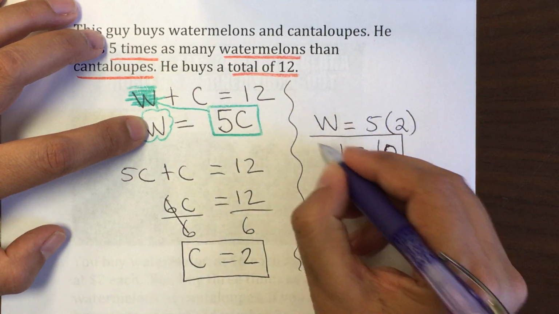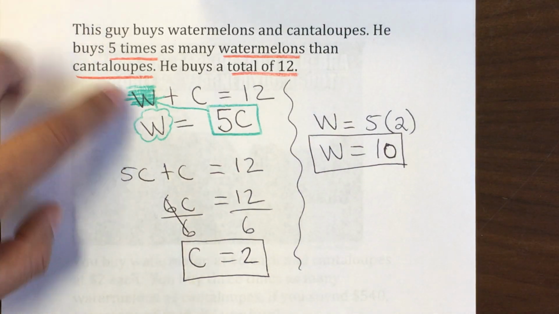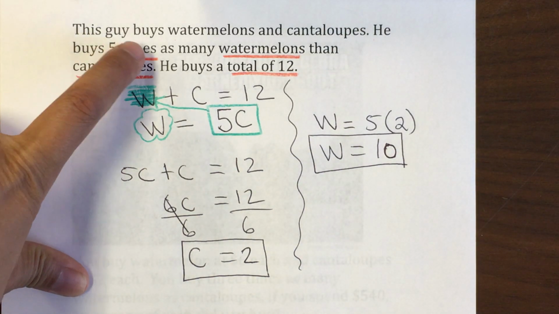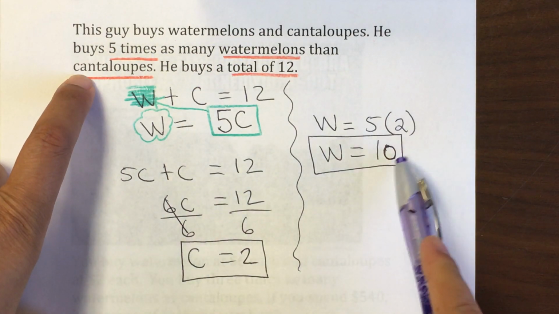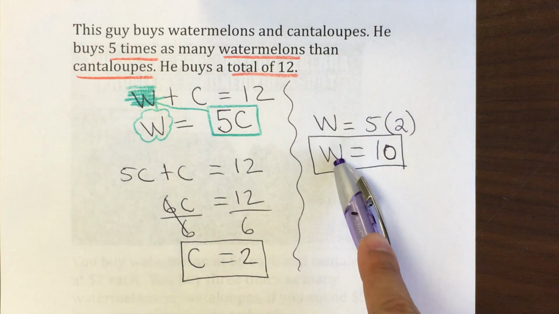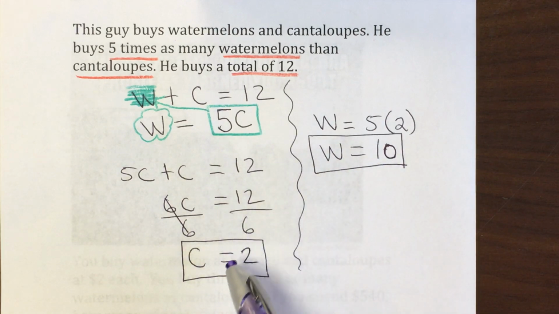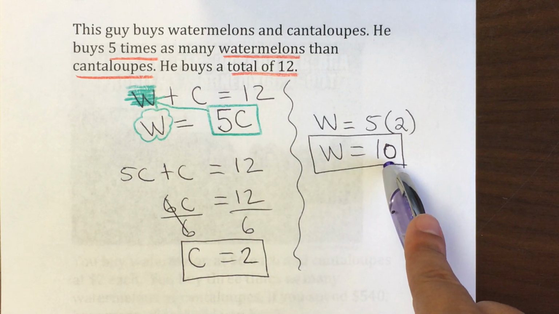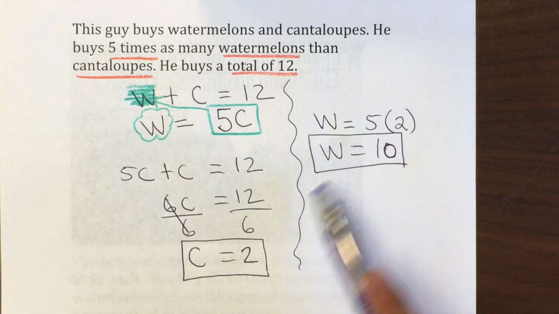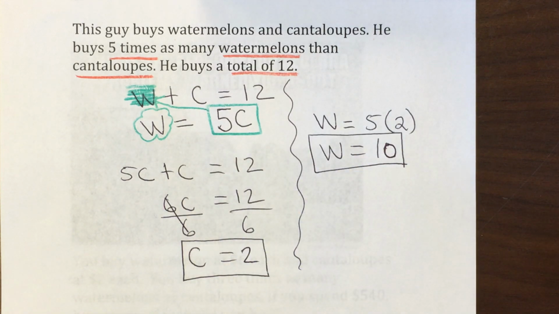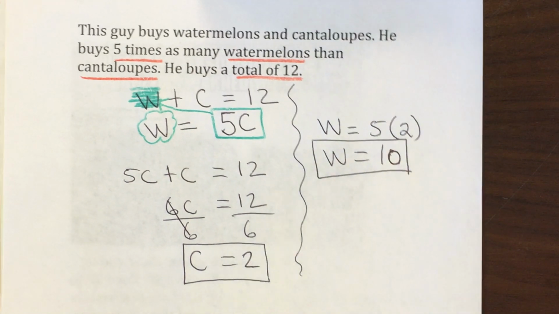Now, let's see if this makes sense. He buys 5 times as many watermelons than cantaloupes. So if you notice, he has 5 times as many watermelons as cantaloupes, because we multiply 5 times 2, that's the number of watermelons. He buys a total of 12. Together, they make 12. Okay?